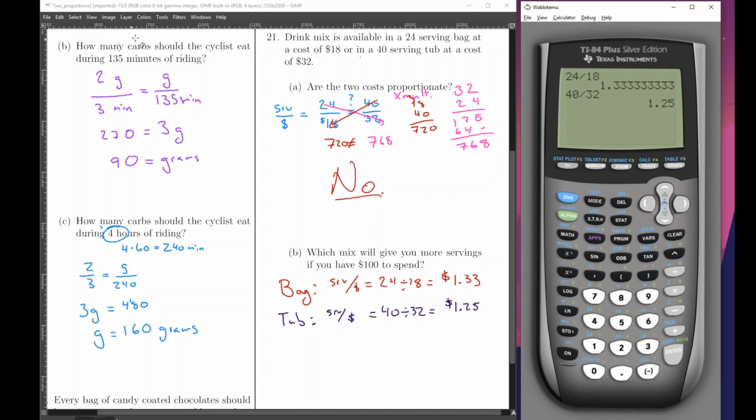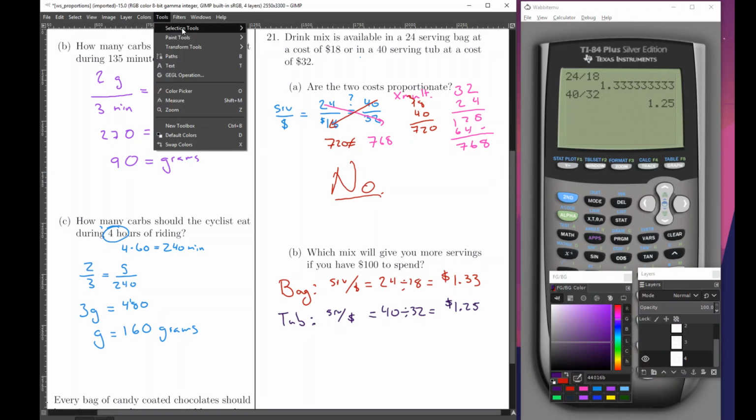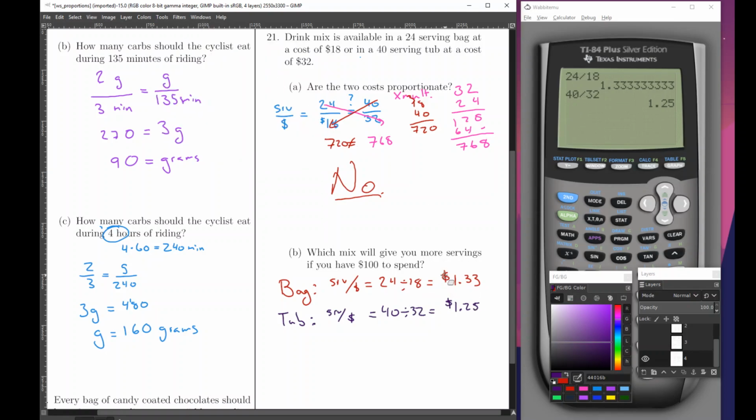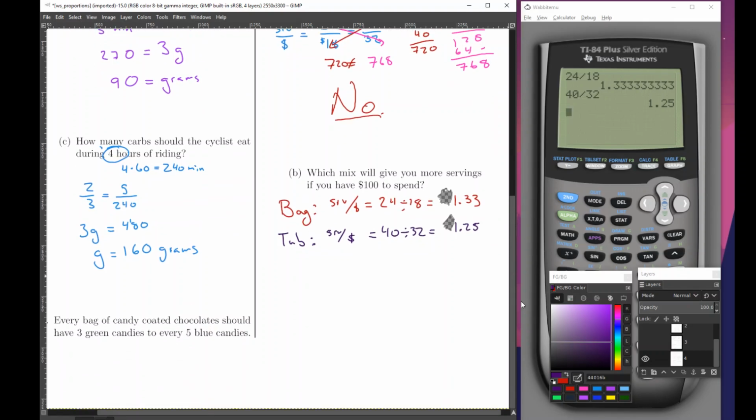Servings per dollar. We're going to get more servings per dollar from the bag. So it looks like we should just totally get the bag, right?